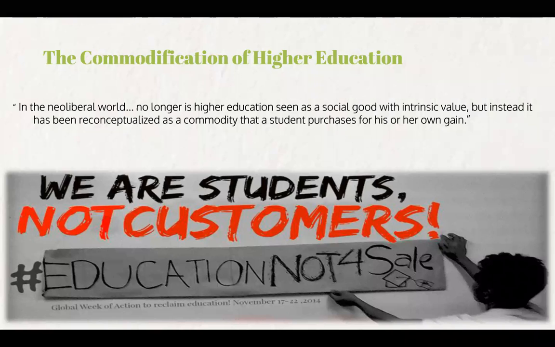In the neoliberal world, no longer is higher education seen as a social good with intrinsic value, but instead, it has been reconceptualized as a commodity that a student purchases for his or her own gain. With that, academic capitalism is definitely a part of neoliberal free market methodologies. Higher education has begun to operate as a business whose focus is to increase revenue, which has led to a dramatic 40% increase in tuition fees. And Canadian financial support for students is inadequate for ensuring food security during university.